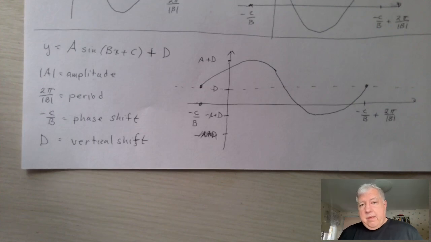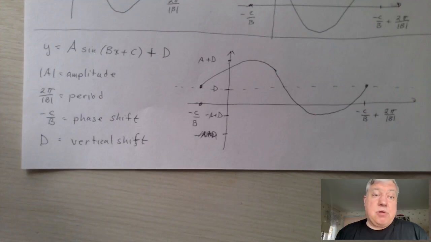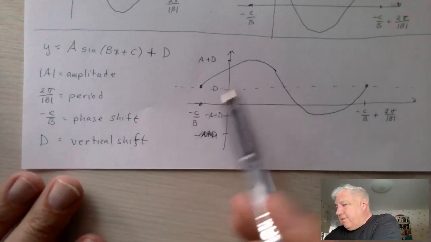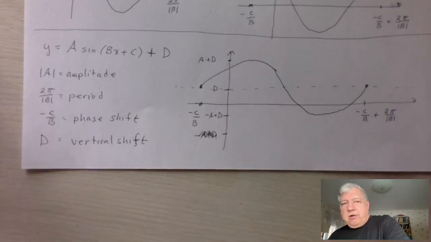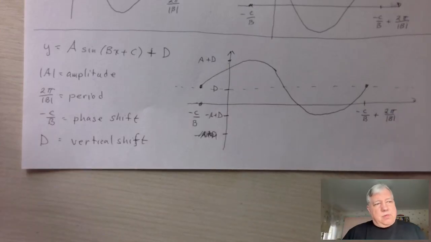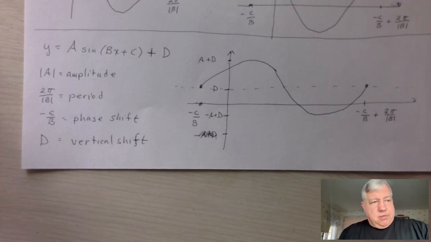I didn't draw this, but of course you can see the same thing happens with cosine. The curve will just look like a cosine curve instead of a sine curve. So let's look at some examples of how we can do these, again without a calculator.